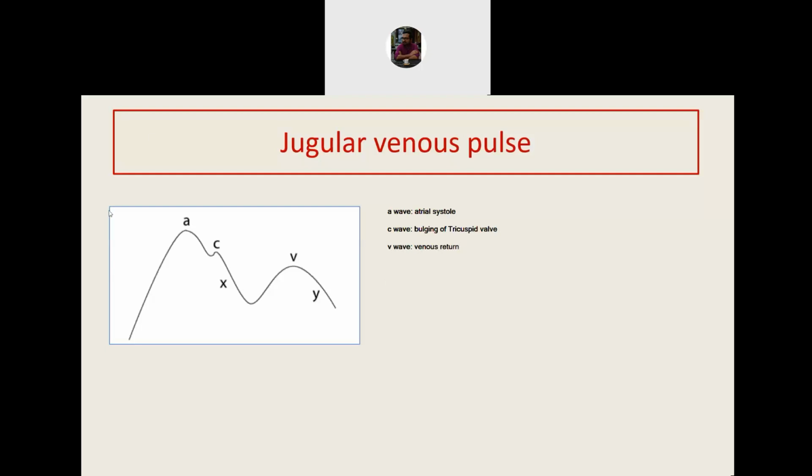So you can easily remember this: the A wave is caused by atrial systole, the C wave is caused by bulging of the cusp of a valve, and the V wave is caused by the venous return.